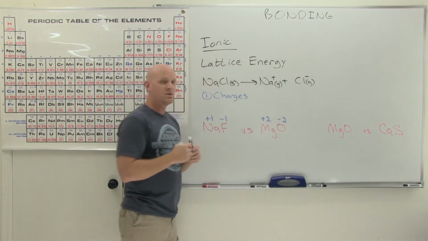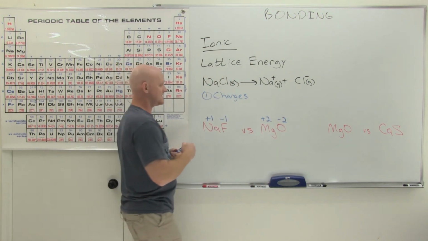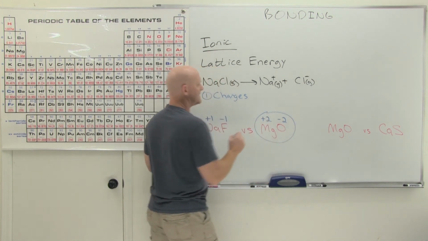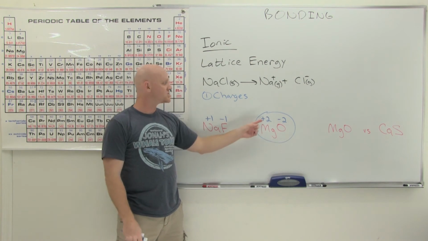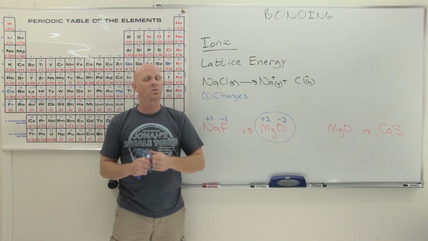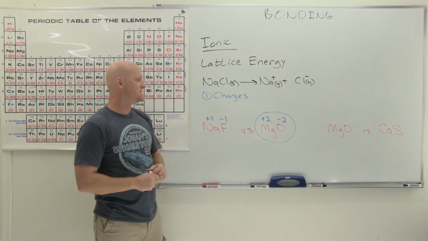and so we've got +2 and -2. And so in this case, based on charge alone, it's easy to determine that magnesium oxide is going to have the higher lattice energy. So stronger ionic bonds, greater attraction between the ions since they have a greater magnitude of charge. That is the deal there.